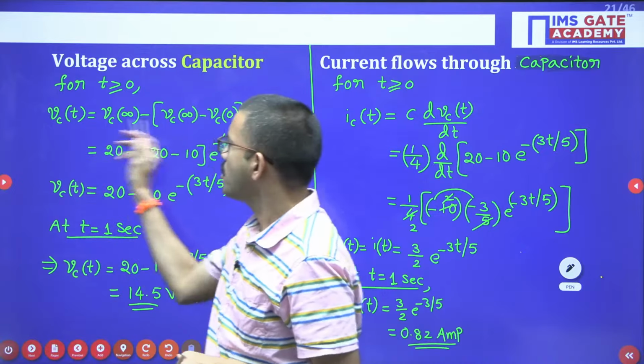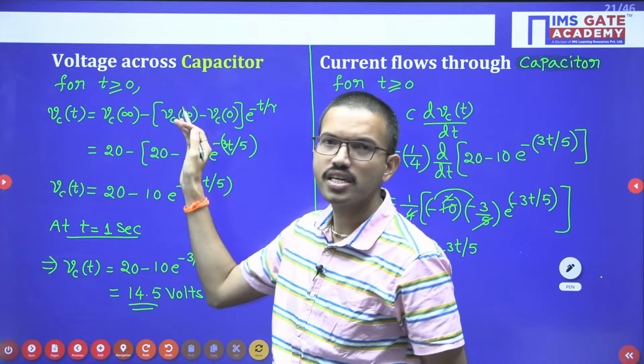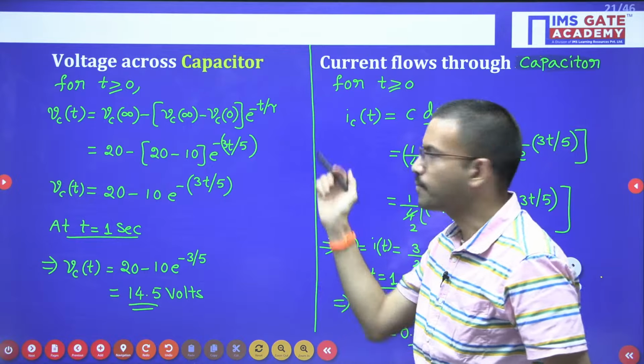Similarly, like this formula, in place of V, if you are keeping I, that formula will be applicable for the current flowing through the inductor, right? So a similar formula you are going to get.